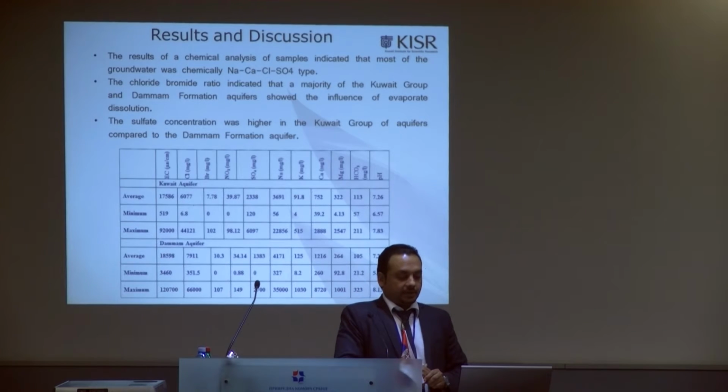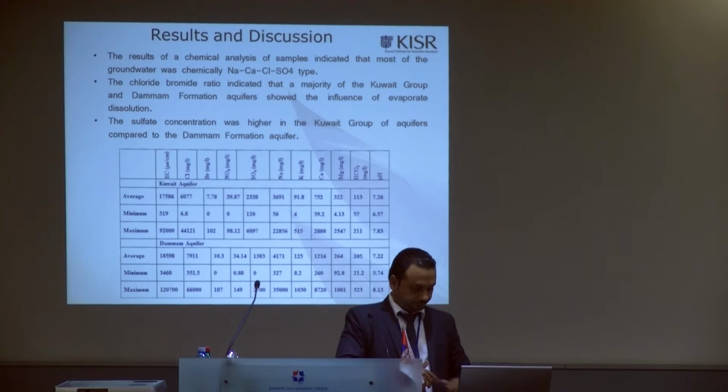So the results of chemical analysis of the samples indicated that most of the groundwaters were chemically sodium, calcium, chloride and sulfate type, and the chloride-bromide ratio indicated that the majority of the Kuwait Group and Dammam Formation aquifers showed influence of evaporite dissolution. The sulfate concentration was higher in the Kuwait Group aquifer when compared to the Dammam aquifer.